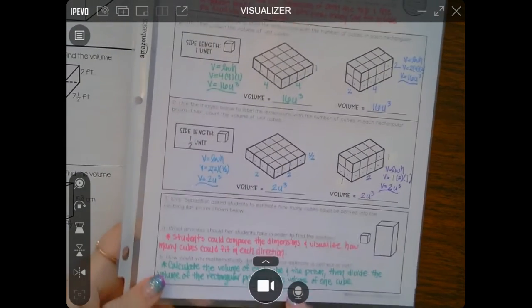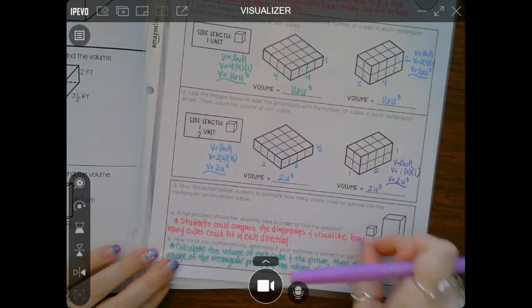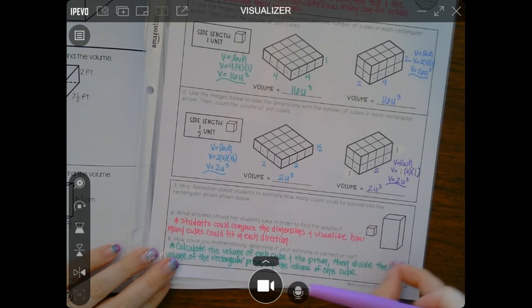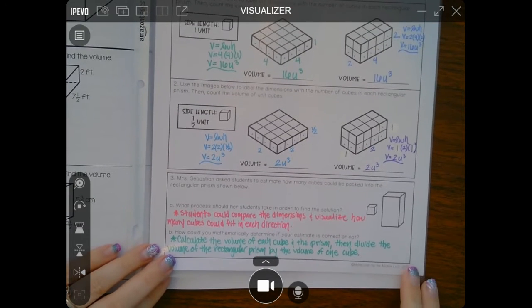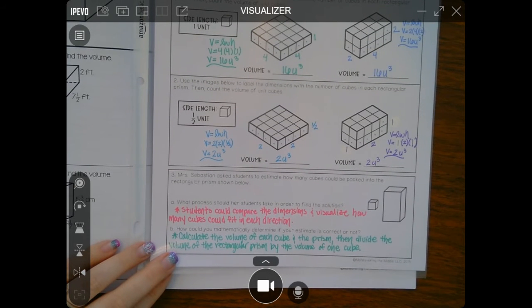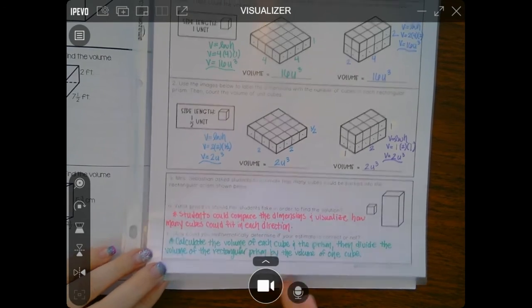Okay. So yeah, based upon that, if you visualized it, it looks like two could fit there, and then going back. But the thing is, not all things are drawn to scale all the time. So you always want to try to work it out mathematically. So if you found the volume of each cube, and then you found the volume of the prism, and then you took the volume of the prism and divided that by the volume of each cube, then you could figure out how many could fit inside, right? So let's go ahead and actually try that on the next page.